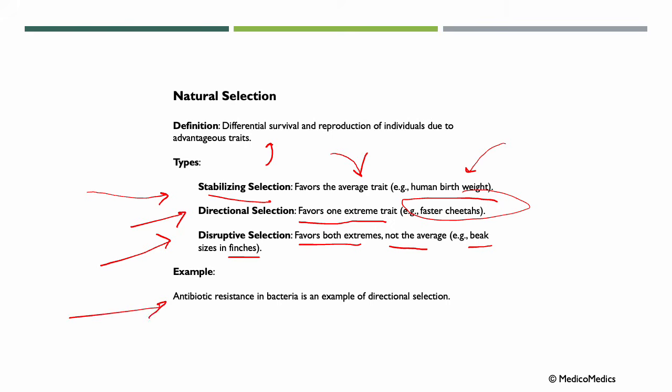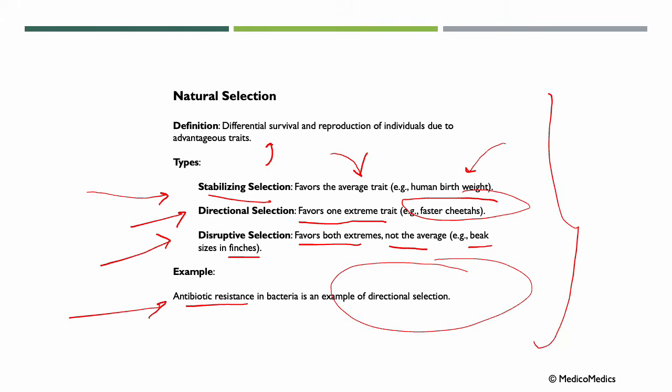So an example here is antibiotic resistance in bacteria, which is an example of directional selection. So natural selection essentially is like nature choosing the best tools for survival. And so these tools, these traits, become more common.